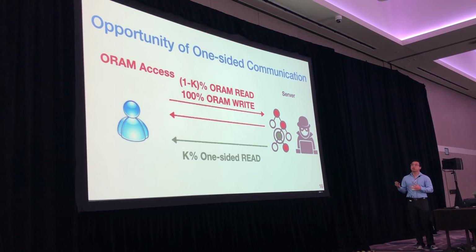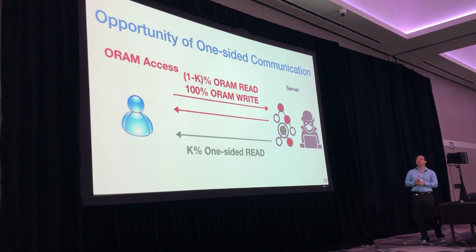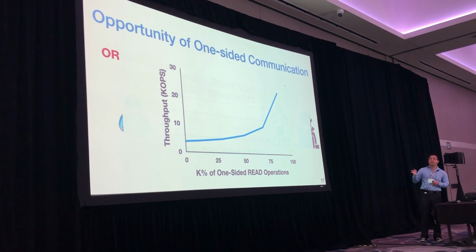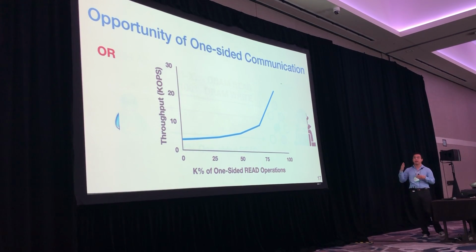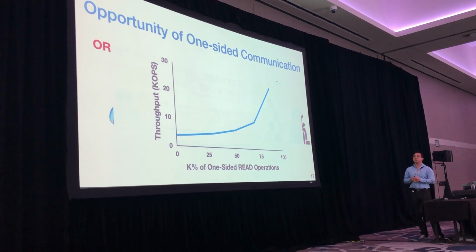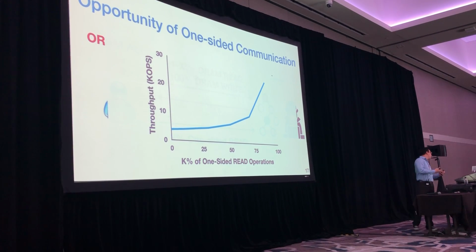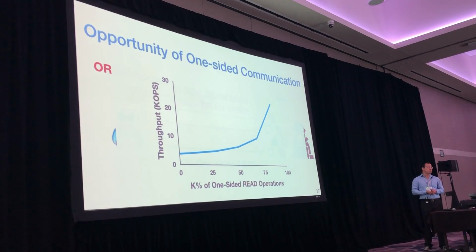For all our design choices and the detailed discussions, please check out our paper. We don't have time to cover it now. We found that even with a partially modified ORAM system, we can still get good performance. The x-axis is the percentage of one-sided read operations, and the y-axis is the throughput. You can see the performance significantly increases once we increase the percentage of one-sided communication reads.